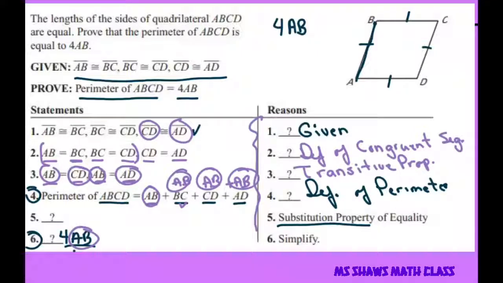Let me write this in. So this is just going to be AB plus AB plus AB plus AB. And I'm just substituting what I had here into this line. And then finally you add them up. There's 4 of them, and that's the final answer after you simplify.